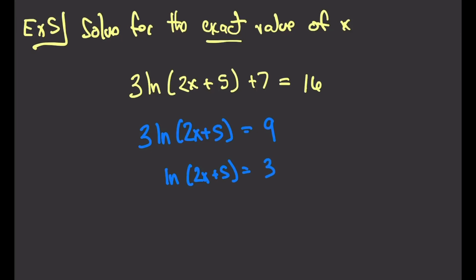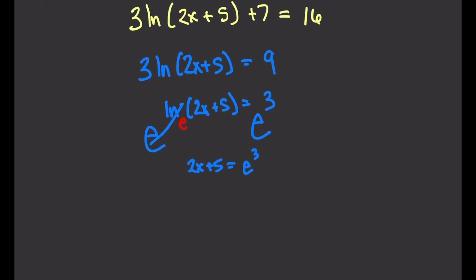Now what we need to do is remember that the base of a natural log is e. All right, so if I want to use method 1 here and exponentiate both sides, I'm going to use a base of e. And that will cancel with that natural log. So all I'm left with is that expression 2x plus 5. And because it says exact value, I'm not going to put e cubed into the calculator. I'm just going to leave it e cubed.